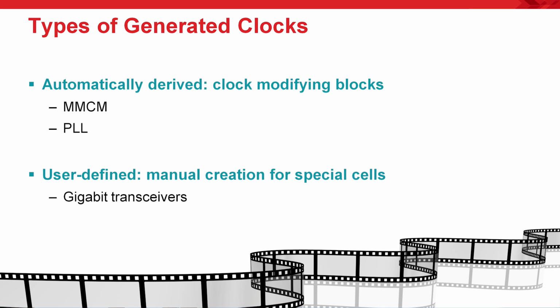Only certain types of clock modifiers support automatic generation. Complex blocks like gigabit transceivers require you to manually create the generated clocks. This is accomplished using the create_generated_clock command, which we will cover shortly.